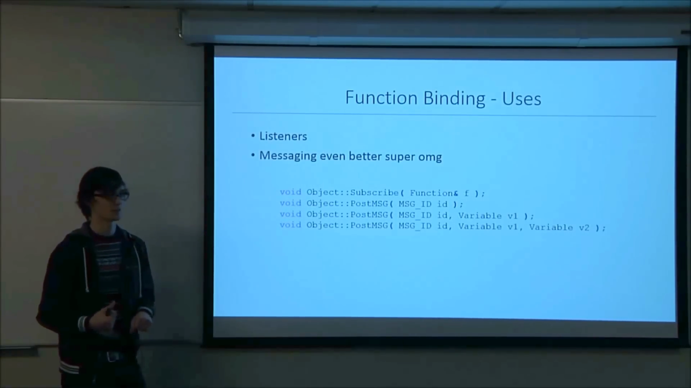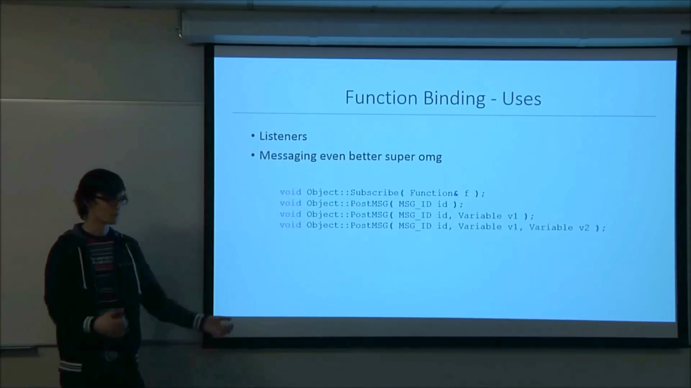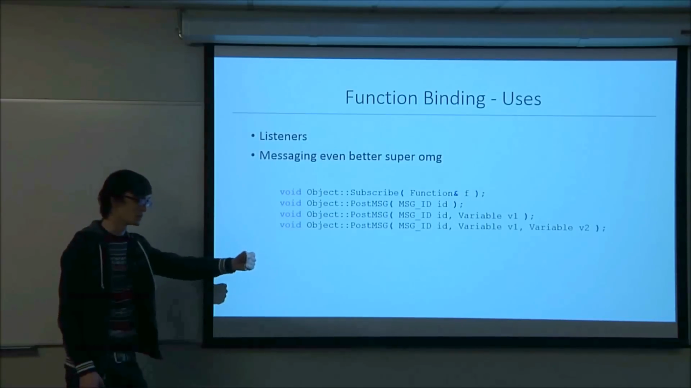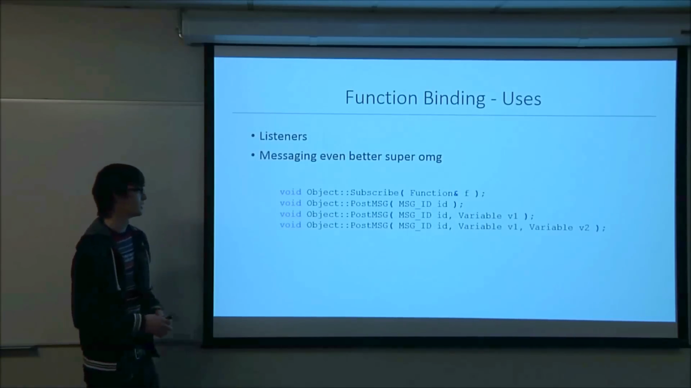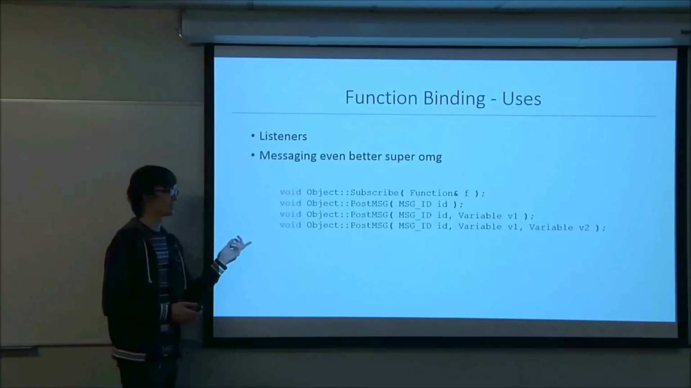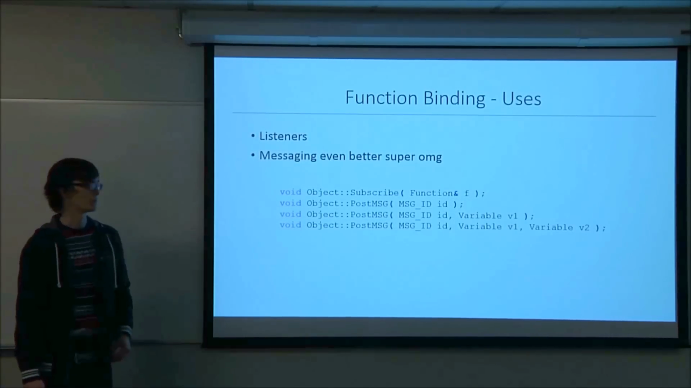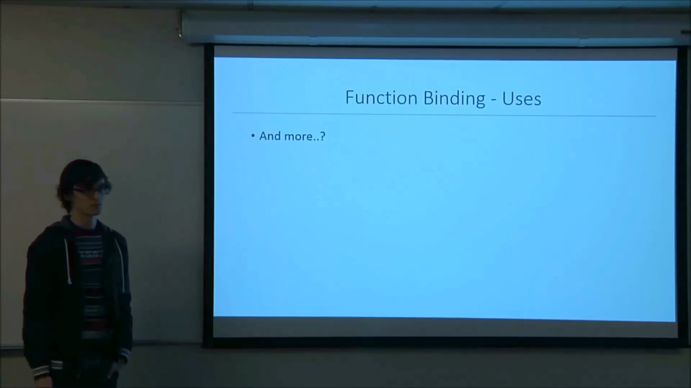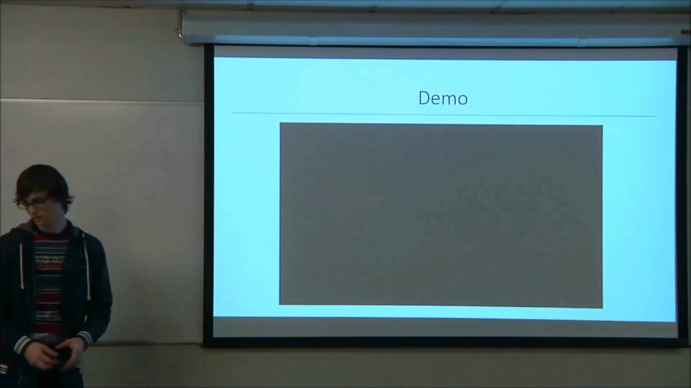So now you don't have to ask, did you post this type of message? Did you post this type of message? Did you post this type of message? You can just say, hey, tell me when you post this message so I don't sit here waiting and asking you over and over again. So that means it's really efficient. So this is as good as messaging gets and is really easy with a function object. And there's more uses that I don't want to put in the slides because there's other things to show.